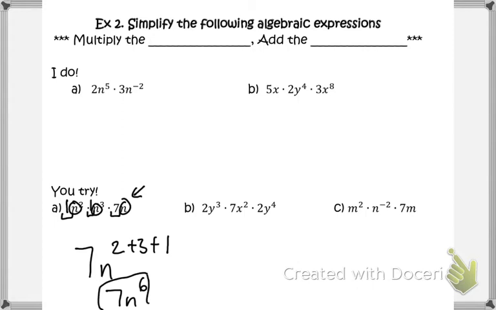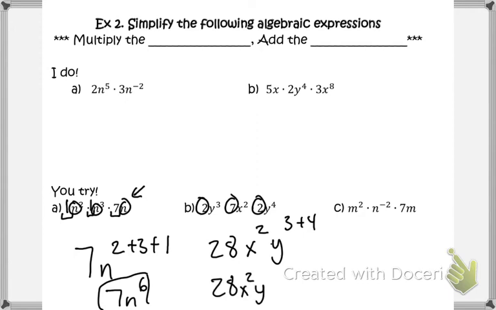Alright, looking at B, I'm going to go ahead and start off by multiplying the coefficients. 2 times 7 times 2. 14 times 2 is 28. Now, I'm going to look at the variables. Which ones can I add the exponents of? The x's or the y's? Do I even add the exponents? No, I think I'll only add the y exponents. So x squared, because you can't add it with a y, because it's not the same base. And I have y to the third plus 4. This will give me 28 x squared y to the 7th.